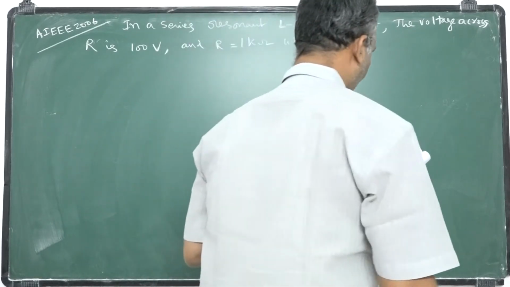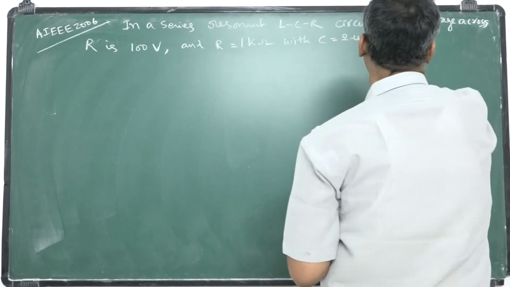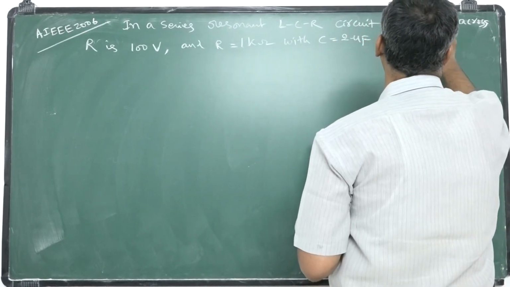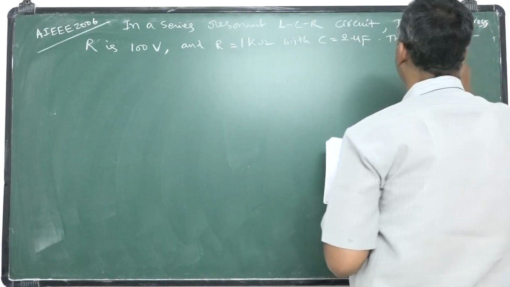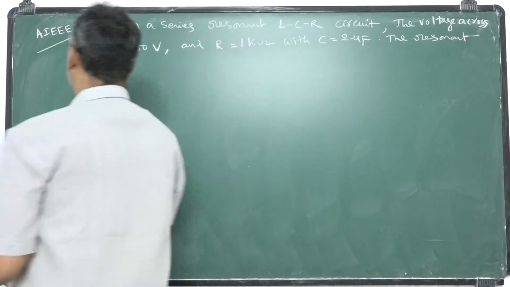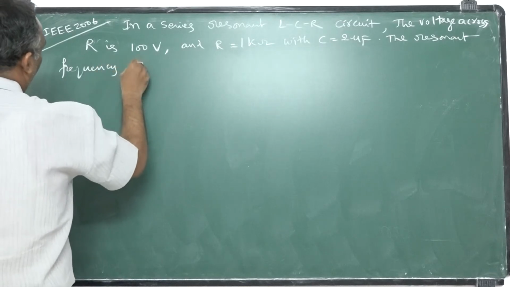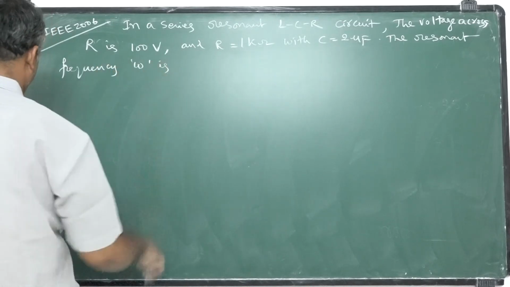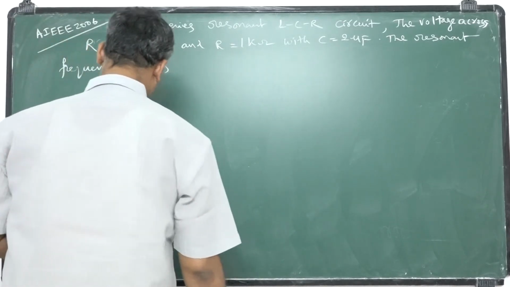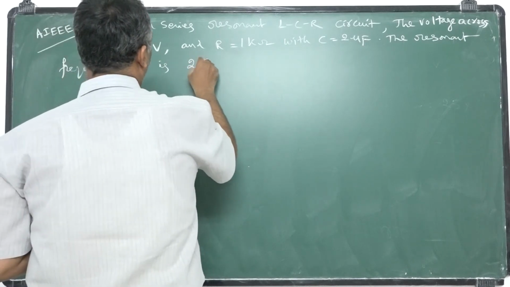The resonant frequency omega is 200 radians per second.